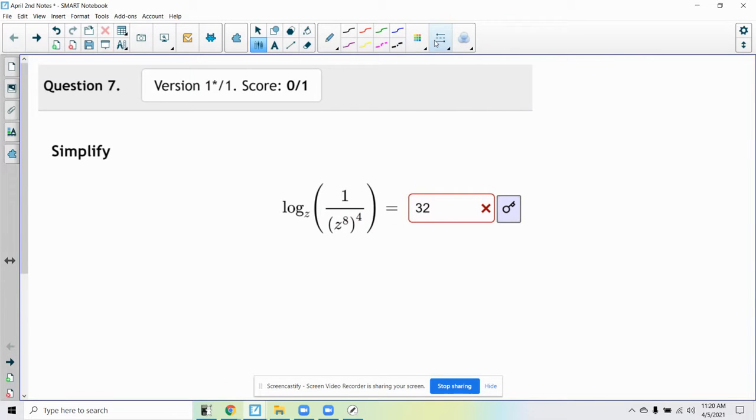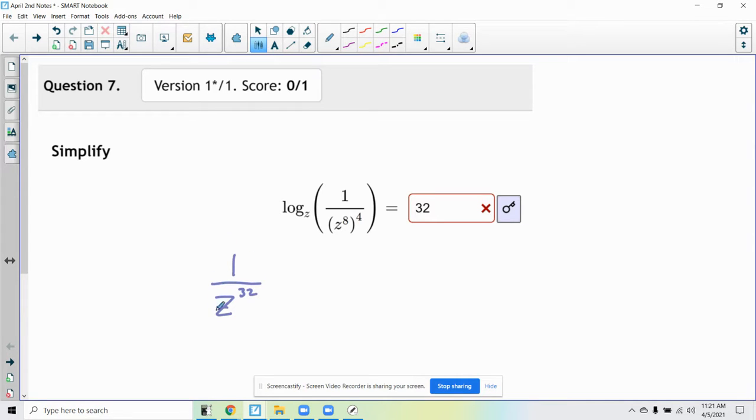All right, so we have this question here. It says simplify this, log base z of this thing. Just ignore the log for right now. So let's just simplify this thing. I have 1 over z to the 8th to the 4th. When I'm raising an exponent to an exponent, I'm going to multiply those. So this is 1 over z to the 32nd.